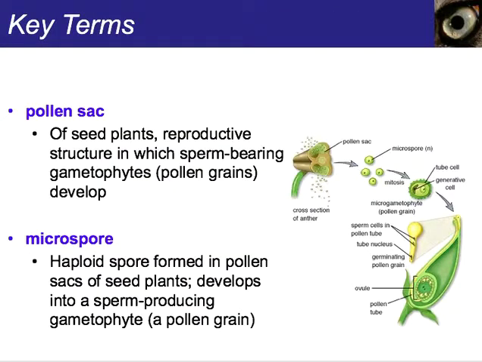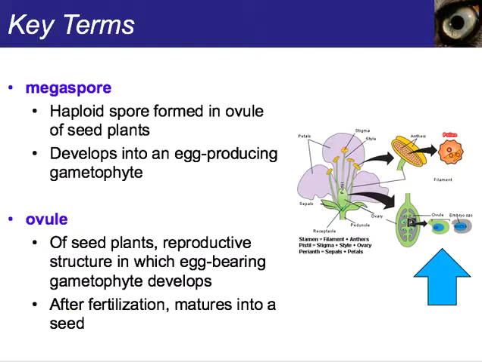So, pollen sacs of a seed plant. This is the reproductive structure in which sperm-bearing gametophytes, or pollen grains, develop. Basically, a pollen sac is where pollen is going to develop, and these are the male gametophytes, or the sperm. And a microspore is basically the cell that is going to make the pollen. A megaspore, on the other hand, is going to be the female part of the reproductive tract. This is what's going to develop into an egg, and the ovule is the reproductive structure in which the egg-bearing gametophyte develops. This is where the egg will develop and get fertilized.